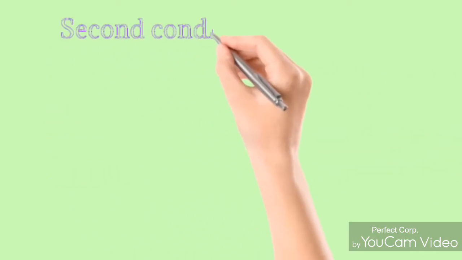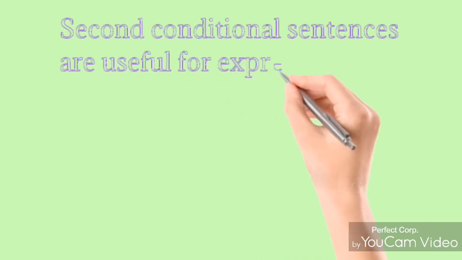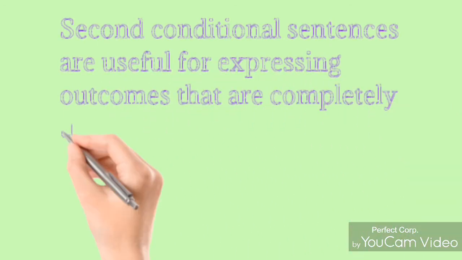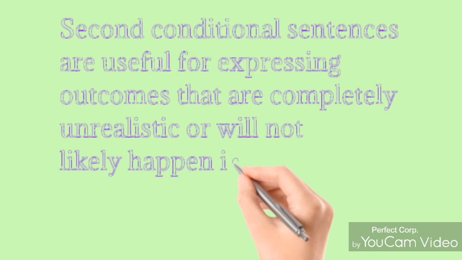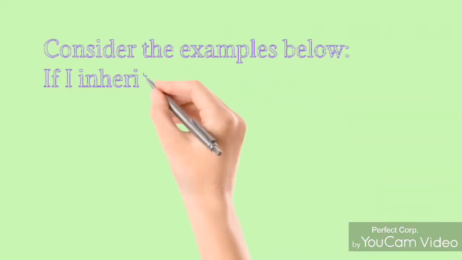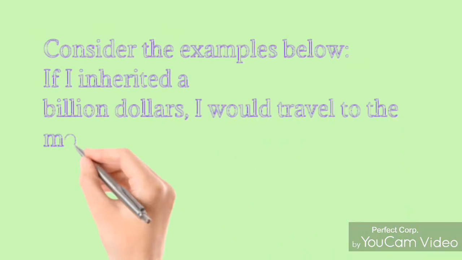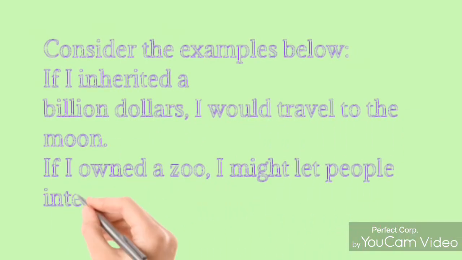Second conditional sentences are useful for expressing outcomes that are completely unrealistic or will not likely happen in the future. Consider the examples below. If I inherited $1 billion, I would travel to the moon. If I owned a zoo, I might let people interact with the animals more.